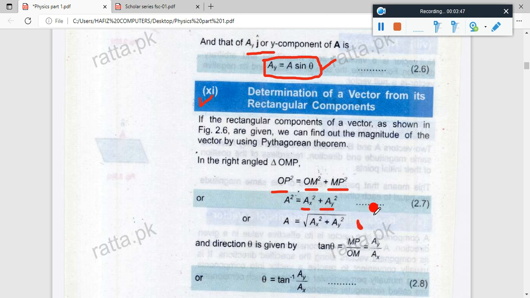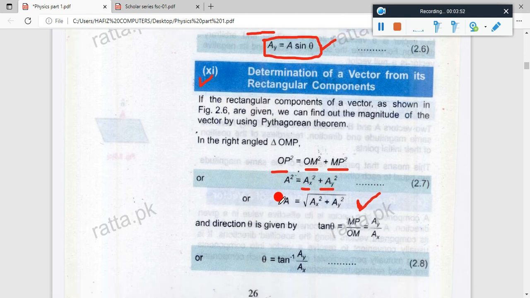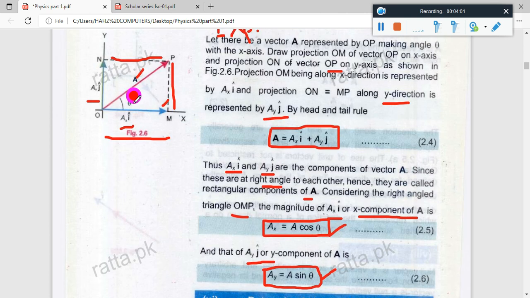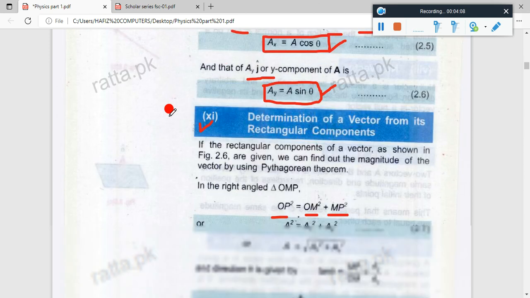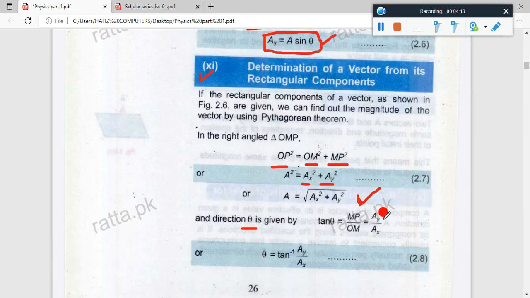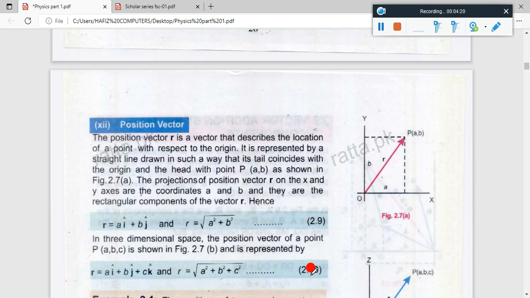writing the square root, A equals the square root of Ax squared plus Ay squared. How to determine the direction of this vector, whose magnitude is determined? To determine the direction of this vector, tan theta is equal to PM over OM. So this is the inclination or direction theta, where tan theta is perpendicular over base, PM divided by OM, which is actually equal to Ay over Ax, and theta is equal to tan inverse of Ay over Ax.